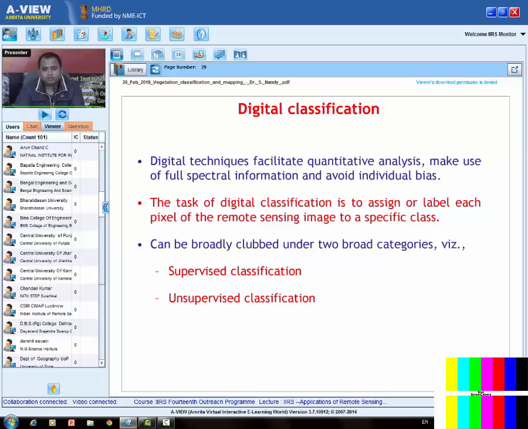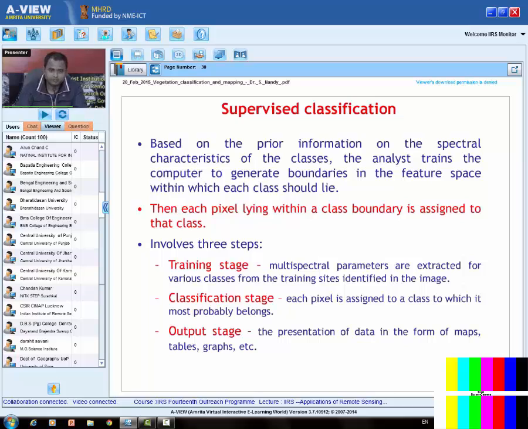Now coming to digital classification. Digital techniques make use of the full spectrum information, and they avoid individual biases also. So the task of digital classification is to label each pixel to a certain specific class. Broadly, there are two categories: supervised classification and unsupervised classification. Now let us see supervised classification.